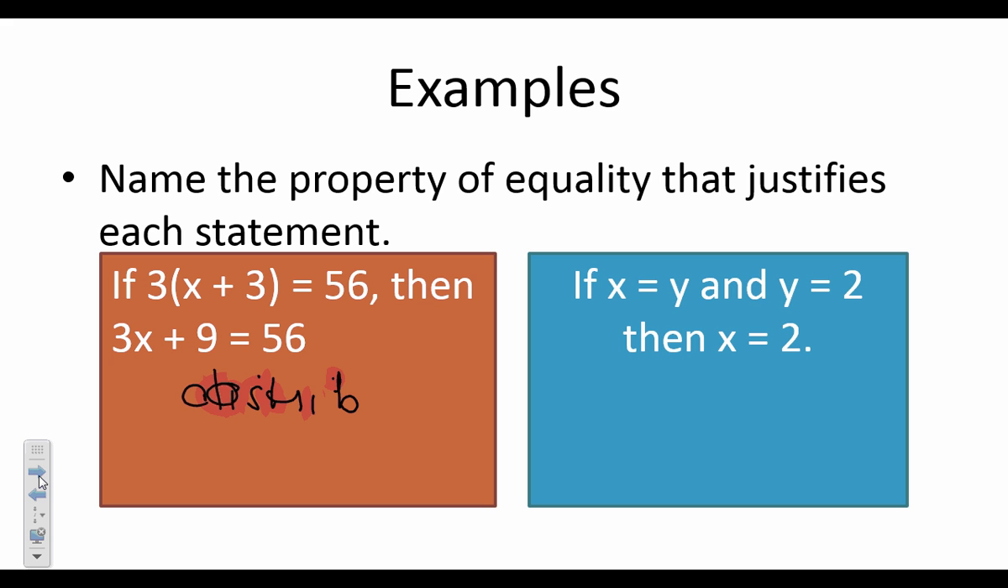The last one, if x equals y and y equals 2, how do we know that x equals 2? They're equal, so what did you do? We didn't subtract. We substituted. We said if x equals y and y equals 2, then let's substitute 2 in everywhere we see y. That would be substitution.